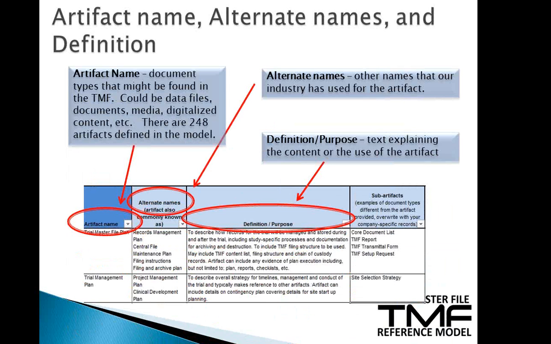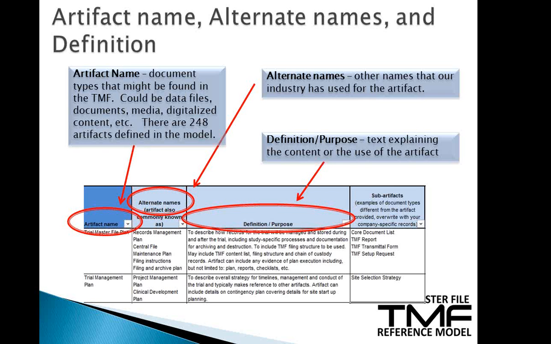So an artifact is a document or record type, and the word document can be a little misleading because these artifacts could be data files, other kinds of media, or digitized content. It doesn't necessarily have to be a document. And there are 248 artifacts in the model, divided again within those 11 zones.